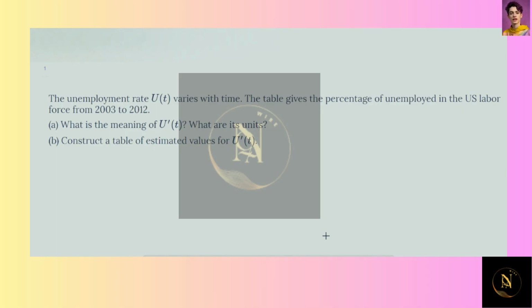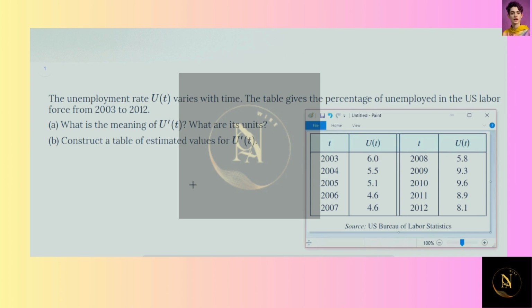This is problem number 35 of the Stewart Calculus 8th edition, section 2.8. The unemployment rate U of t varies with time. The table gives the percentage of unemployed in the U.S. labor force from 2003 to 2012. What is the meaning of U prime of t?